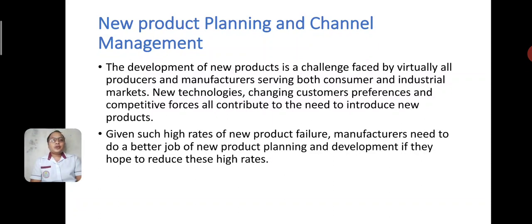The development of new product is a challenge faced by virtually all producers and manufacturers serving both consumer and industrial markets. New technologies, changing customer preference, and competitive forces all contribute to the need to introduce new products. Given such high risk of new product failure, manufacturers need to do a better job of new product planning and development if they hope to reduce these high rates. So, ang magandang gawin para sa mga bagong produkto ay pagpaplano para sa channel management.